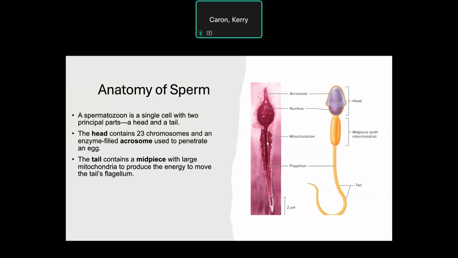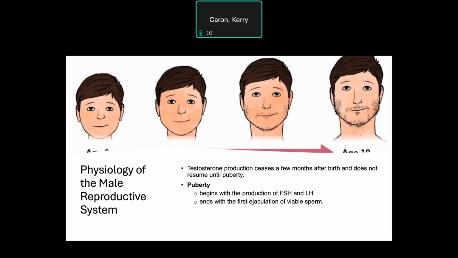The tail is full of mitochondria because it needs a lot of energy to propel the flagellum or the tail. Okay. And the tail has a midpiece, like I said, with lots of mitochondria to produce that energy to move that tail. So when a baby boy is born, testosterone is going to stop a few months after birth and not really resume until after puberty. At puberty, you begin with the production of follicle stimulating hormone and luteinizing hormone. And it really ends when there's a first ejaculation of viable sperm.